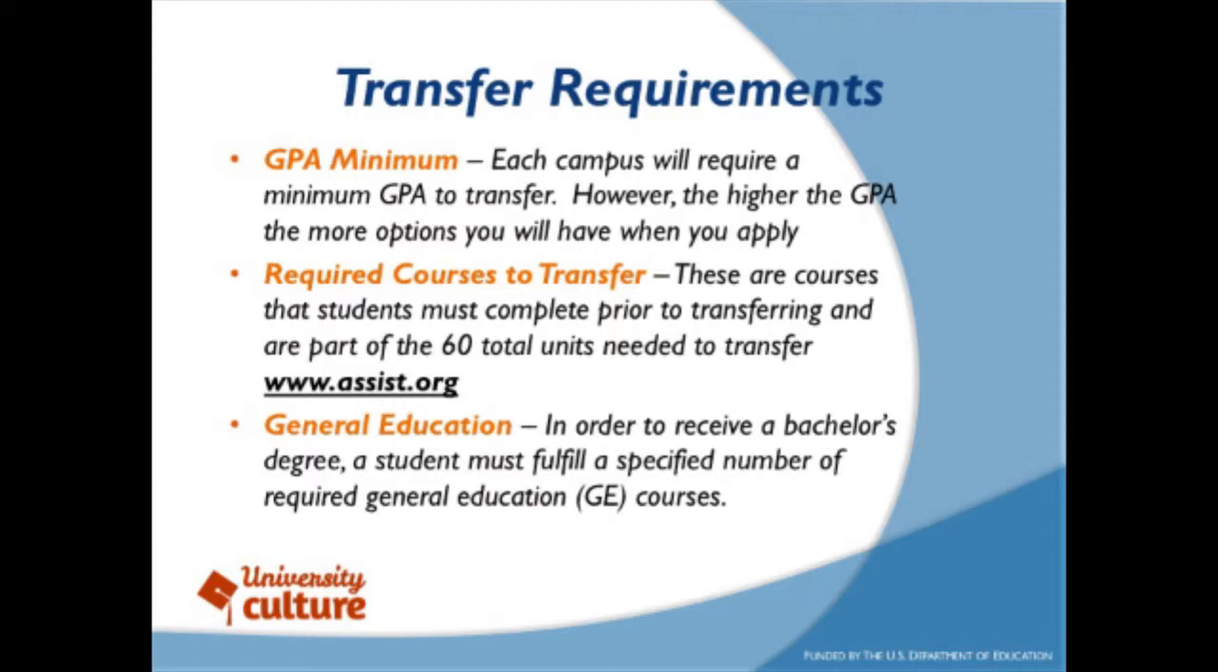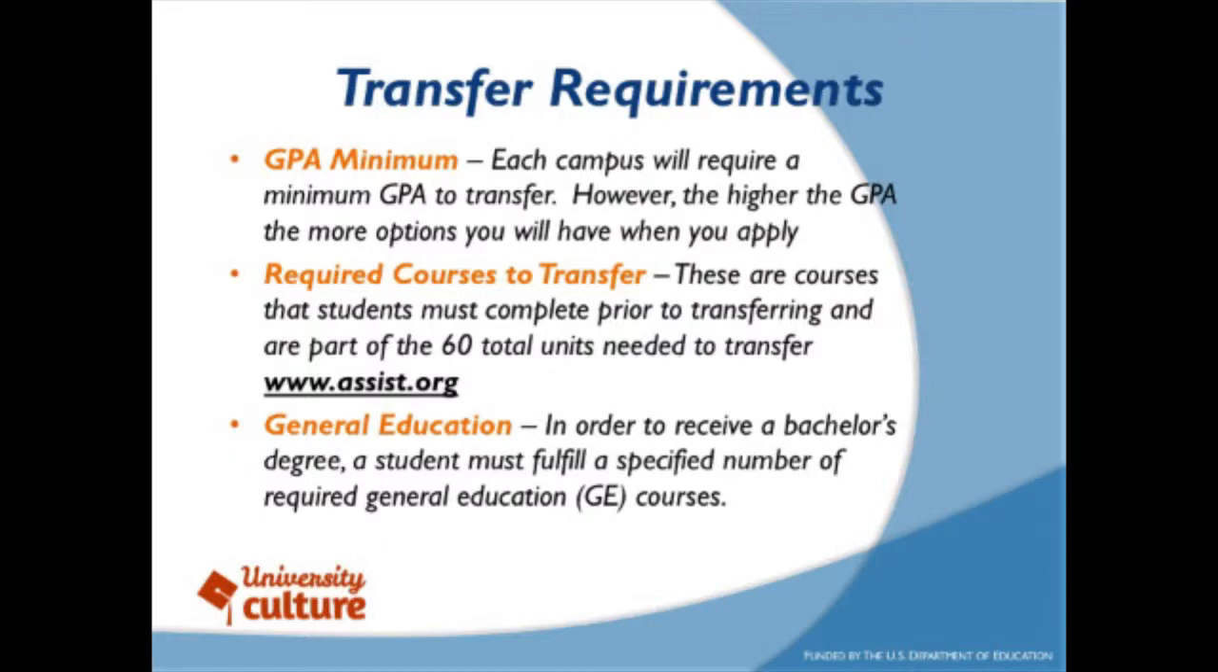Next are required courses to transfer. These are courses that you must have completed prior to transferring and are part of the 60 total semester units needed to transfer. You'll find from your community college what courses satisfy these requirements. You can also look up articulation agreements between public universities and colleges in California by visiting www.assist.org. On this website, you can click on your community college and then the university you're applying to and explore which courses will count. Also, some of these courses may have prerequisites or require you to take an assessment test. If you place below the course level as determined by the assessment test, you must take courses needed to get to that level. However, these prerequisite courses usually do not count towards the 60 transferable units.